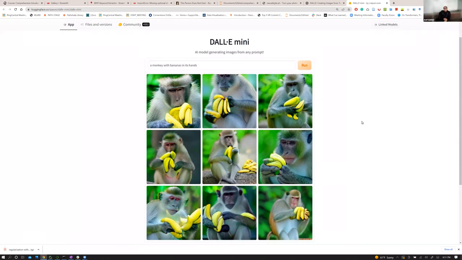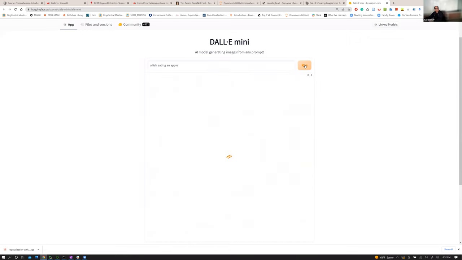So guys, we got a monkey with a banana in its hands. How many of you would consider that this looks pretty realistic? It looks great. But what if we made it something completely odd? Something that doesn't eat bananas? Fish. A fish eating bananas, eating an apple. Ask for a horse with noodle legs, and these are not convincing. Let's try this. A fish doesn't eat an apple. It might come back after some time.